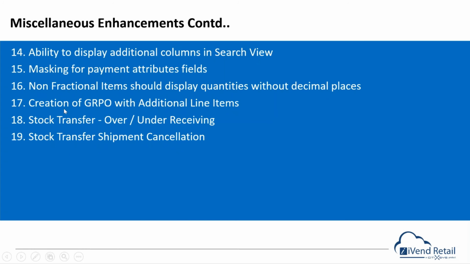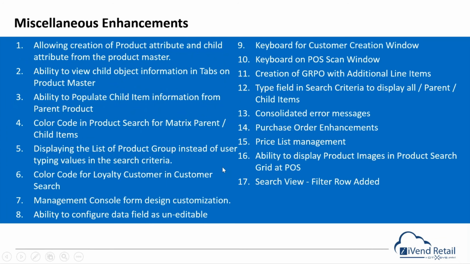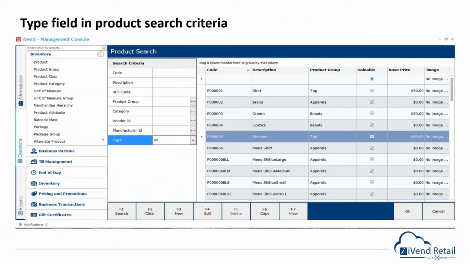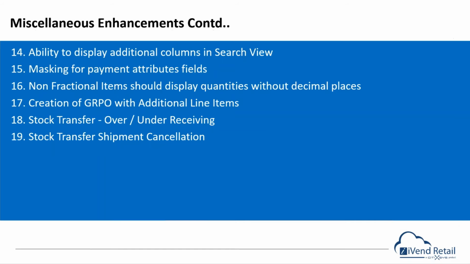And this I was talking about, creation of additional line items for the goods receipt, and over and under receiving for stock transfers, and a stock transfer shipment cancellation. So these are again the more popular ones, I would say, or the more important ones of the enhancements. There are a whole lot of others, but these are the ones that I selected that I think I should talk about. So this is a huge long presentation. I would not bore you with the presentation. I would much rather try and show you the product per se.